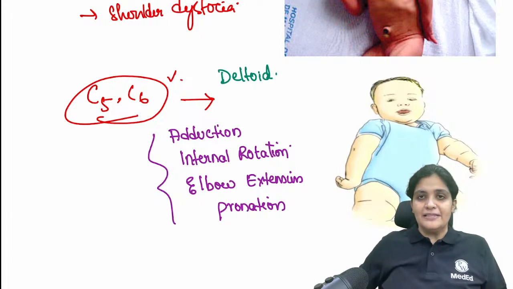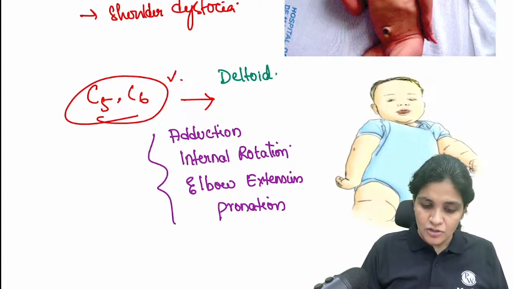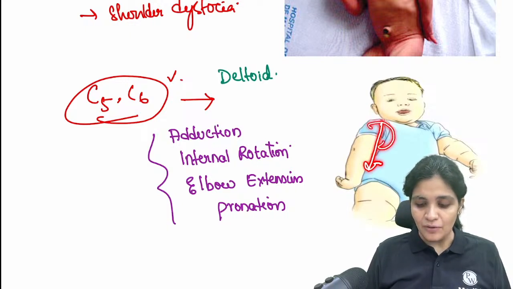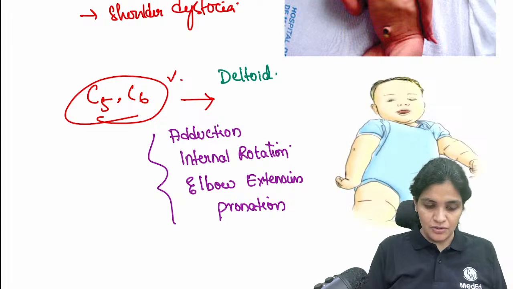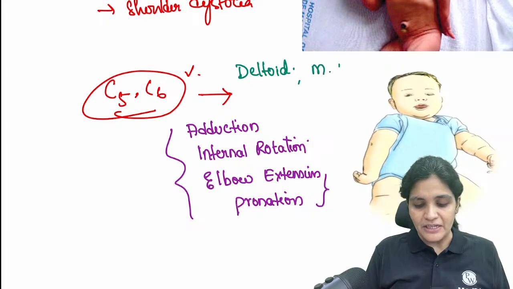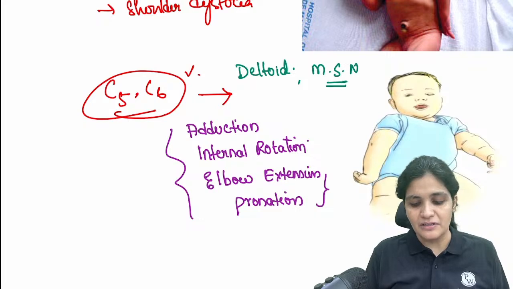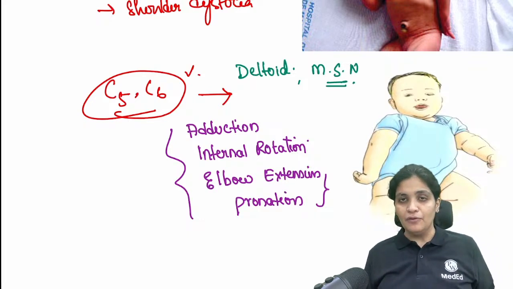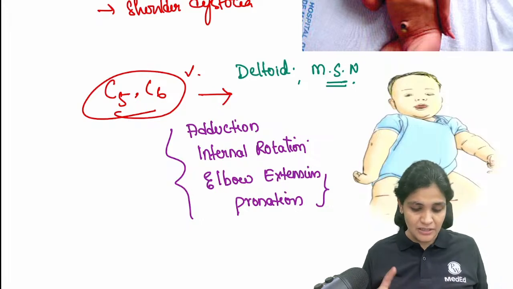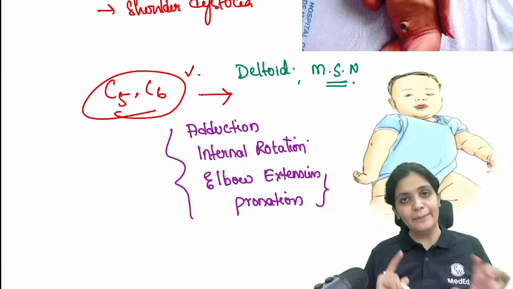Very good. So there is adduction because of loss of deltoid, internal rotation, and then you see elbow extension with pronation. So this is C5, C6, C7. Again, the damage of the musculocutaneous nerve, right? The musculocutaneous nerve supplies the elbow flexors and supination. So because of damage to it, there is elbow extension and pronation.